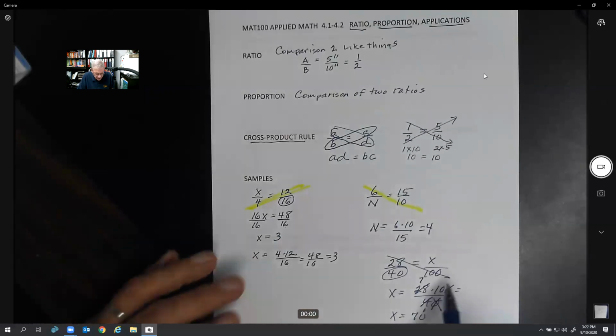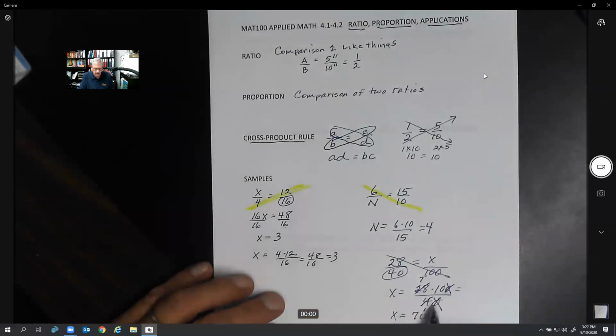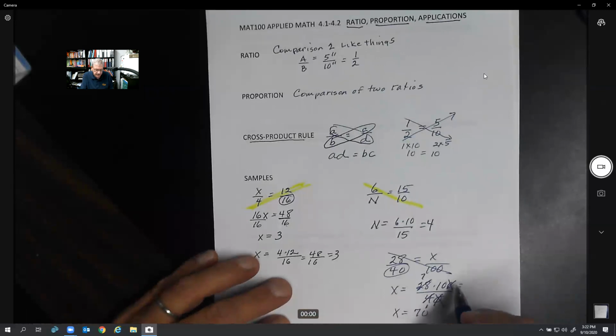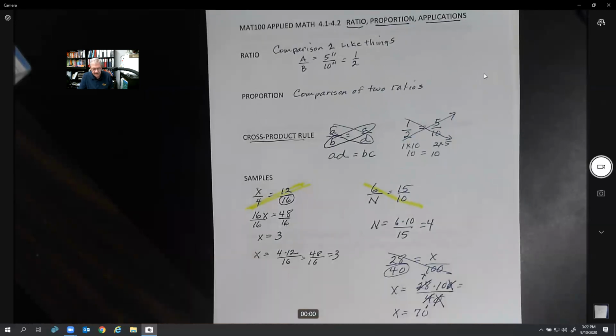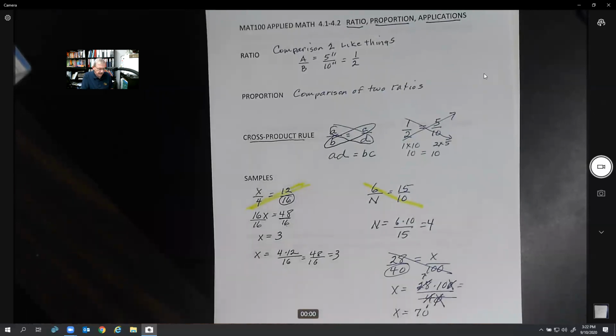But for some people, that gets all messy and complicated. So you can just go straight across. But if you're into trying to do it a little faster, get rid of your zeros, then 4 into 28 is 7. This is gone, 7 times 10. So, you know, different ways.